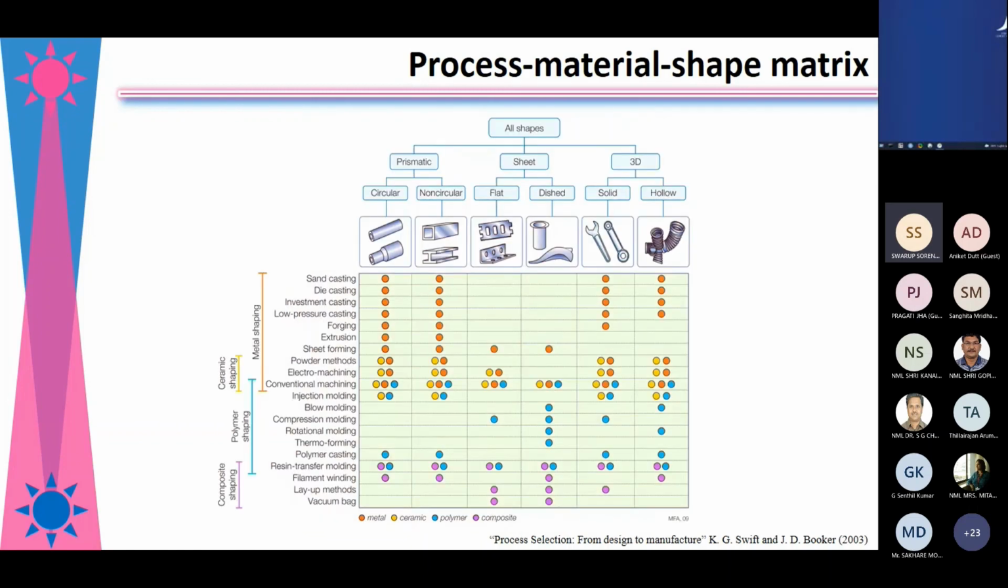And here for different shapes, different processes are there. Then you can get here what are the shapes possible with which process, like that.